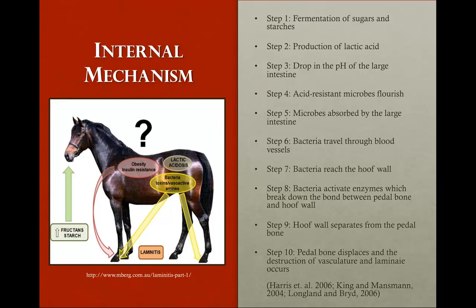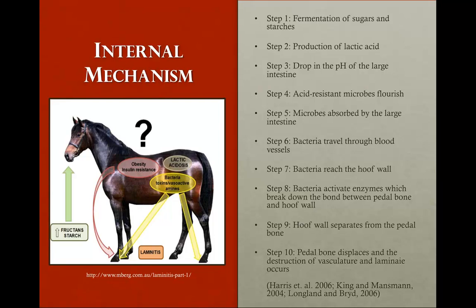So what is the internal mechanism of this condition? Science clearly suggests that the development of pasture-associated laminitis is actually based on an initial drop in the pH of the large intestine of the horse. So to go through the steps. Step 1. The sugars and starches within the intestine are fermented. This produces lactic acid and an increasingly acidic environment.